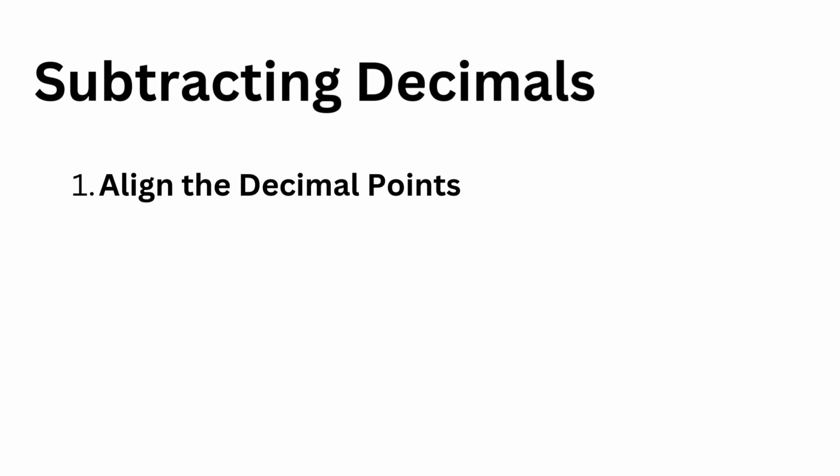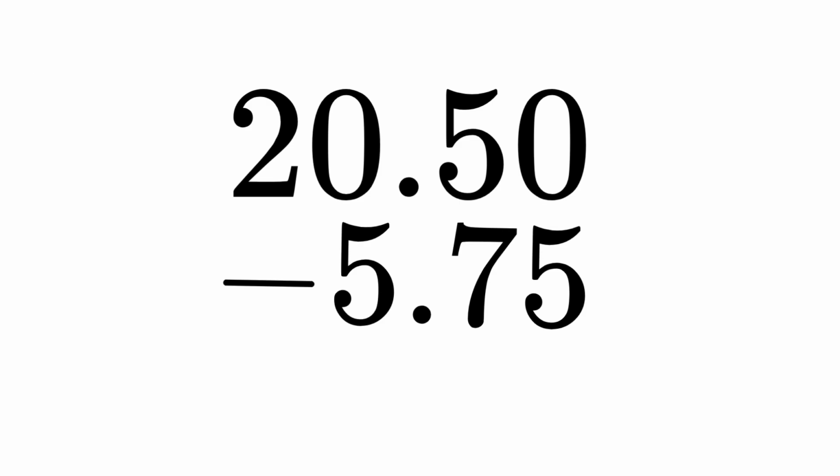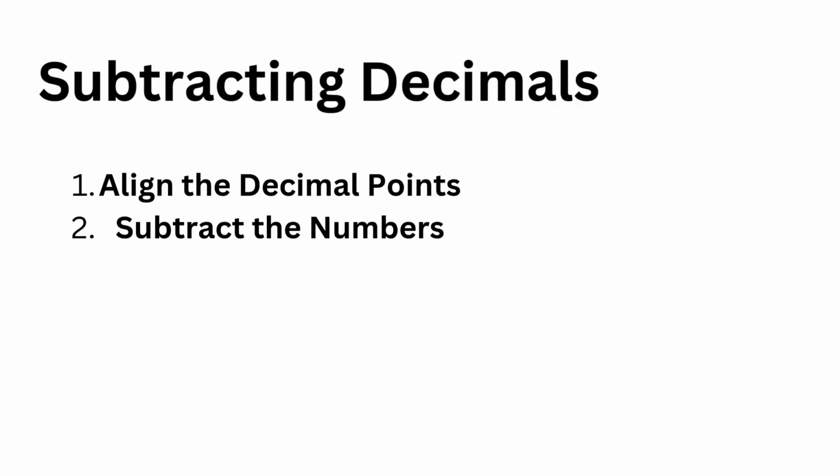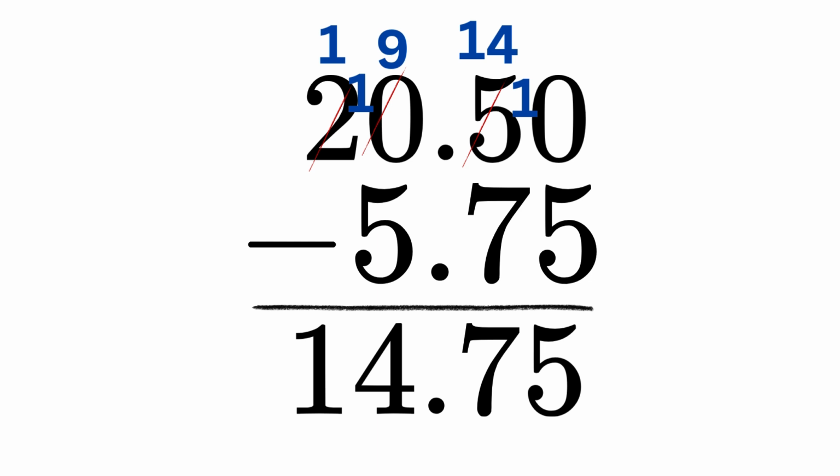Align the decimal points. First, line up the decimal points. Subtract the numbers, subtract each column from right to left. 0 minus 5 can't be done, so borrow from the 5, making it 4 and turning the 0 into 10. Now, 10 minus 5 equals 5. Continue with 4 minus 7, borrow again, etc. Your remaining balance is $14.75. Subtraction with decimals is essential for managing money, calculating discounts, and balancing your budget.